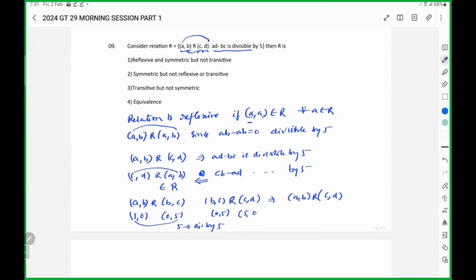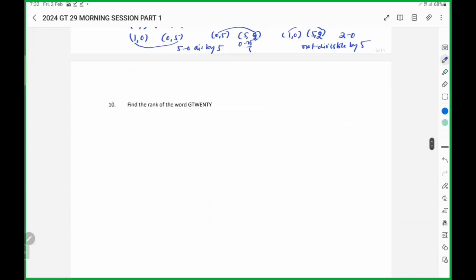5 comma 0, if I take, it's 0 minus 25, divisible by 5. Now first and last, if I take 0, okay, it is divisible. Now let me change the number, let us check. I will make it 0 into 2. So even then 0 is there. Here it is 2 minus 0, not divisible by 5. Therefore, it is only reflexive and symmetric but not transitive.